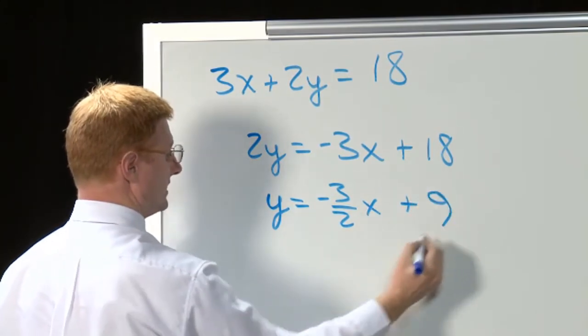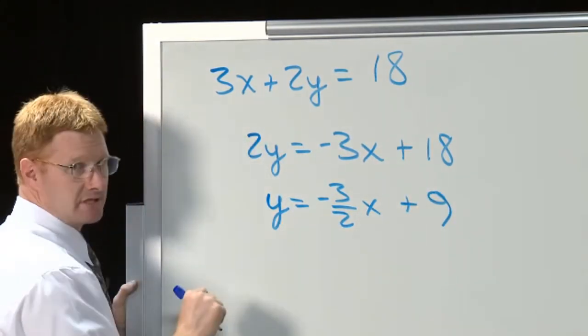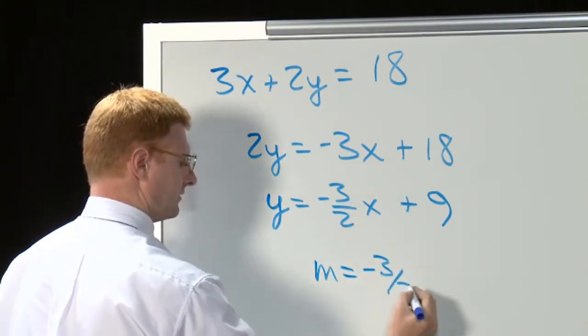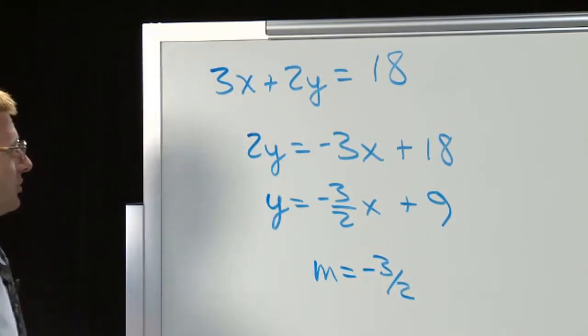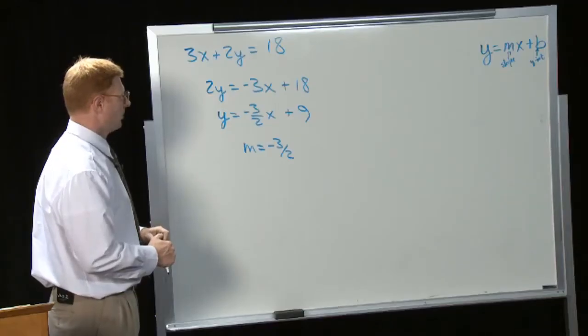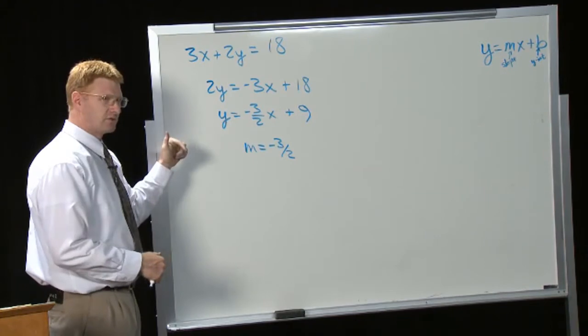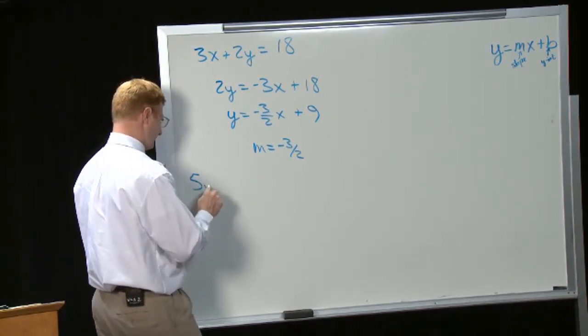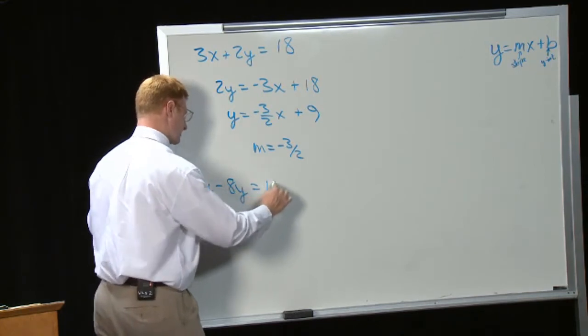18 divided by 2 is 9. Can you tell me what this slope is? It's right there. So you can change it into this. Or you can start, after you do that a few times, well, let's do it one more time and then we'll see a pattern. 5x minus 8y equals 16.